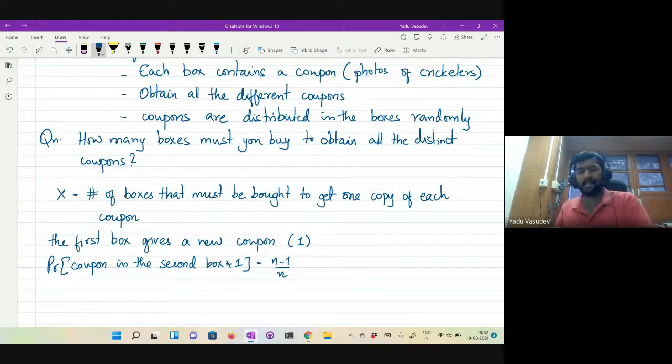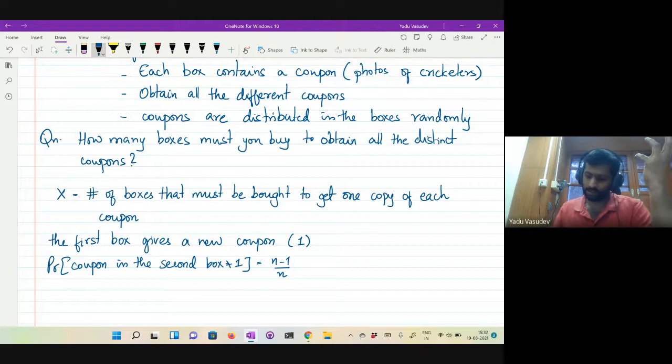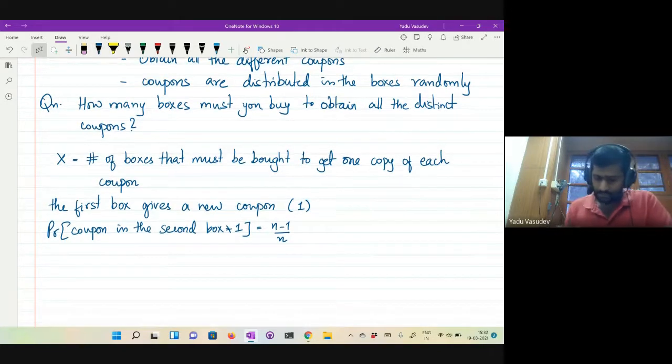Because there are n minus 1 different coupons, and they are equally likely to be distributed among the different boxes. So the coupon in the second box is not equal to 1 if you pick one of those n minus 1 coupons out of the n, right? So now, let's define this.